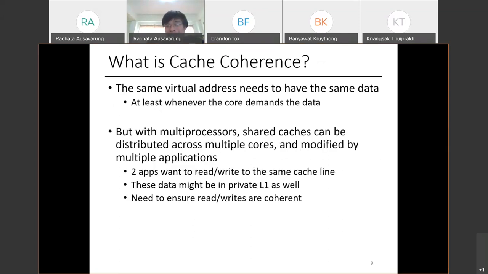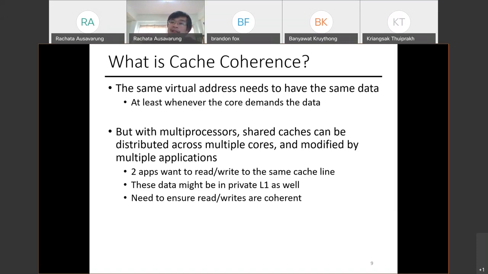The problem with multiprocessor is you have the private L1 cache, you have the shared L2 cache. Which means that if I'm writing to the private cache, right, I have the updated information in my own private cache, but I share that data with another processor. It means that the other processor doesn't see this updated data, right? Two apps want to read or write to the same cache line. The data might be in the private L1 cache, so I write to the private L1 cache. The private L1 cache of the other processor will not have this updated data. So our problem is, how do we keep track of this? How do we keep track of the case where I don't have my updated data?